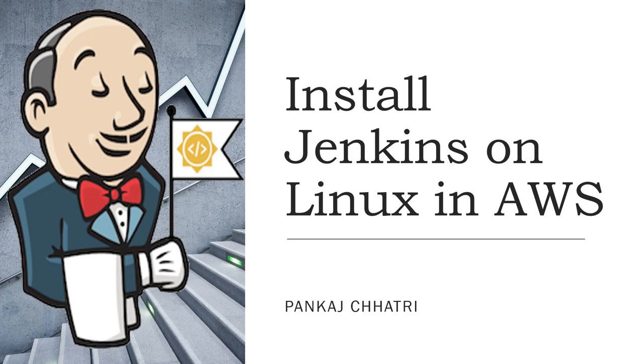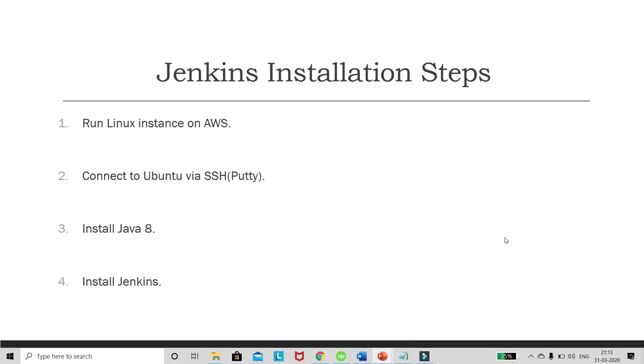Let's get started. To install Jenkins on AWS, you should have a Linux instance running on AWS. I already have Ubuntu running on AWS. If you don't know how to install Ubuntu on AWS, you can watch my video on the I button above. In this video, we will connect to our Ubuntu via SSH using PuTTY, and we will install Java 8, which is a prerequisite for installing Jenkins, and after that we will install Jenkins on Ubuntu. Okay, then let's get started.